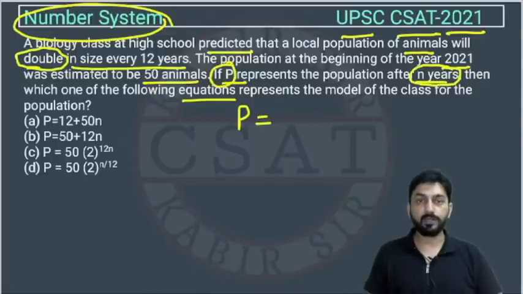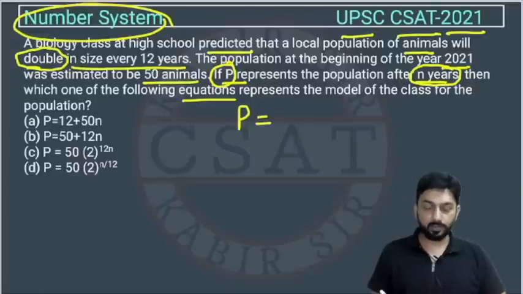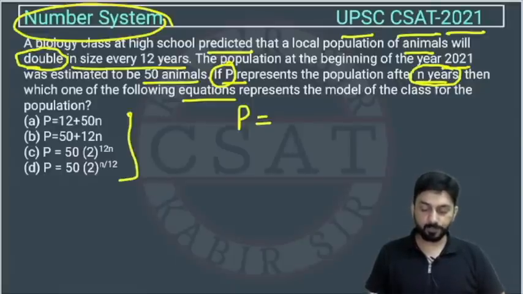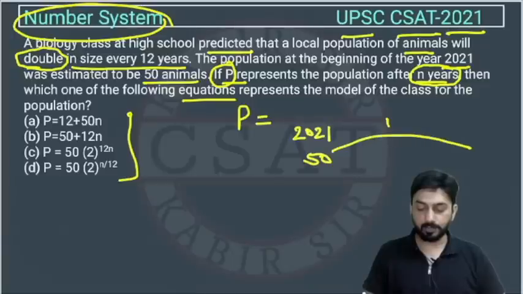So it means that if the number of years n is given, then we can find P. So we have to find an equation. In this kind of question, the best approach is that we go through the options, right? So what is happening? This is 2021. The population is 50, right? And after 12 years, the population will get doubled. So this 50 will become 100. This 50 animals will become how much?